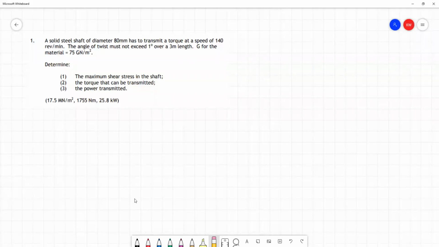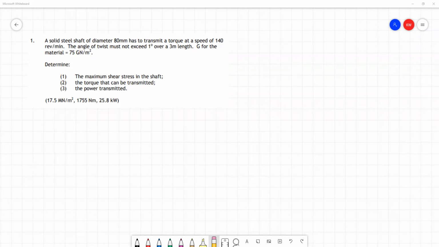In this video, we're going to look at question 1 from, we're quite close to the end of the Strength of Materials course notes, because this is the section on learning outcome 3 about torsion of shafts. This is on page 51, the second last page of the course notes.